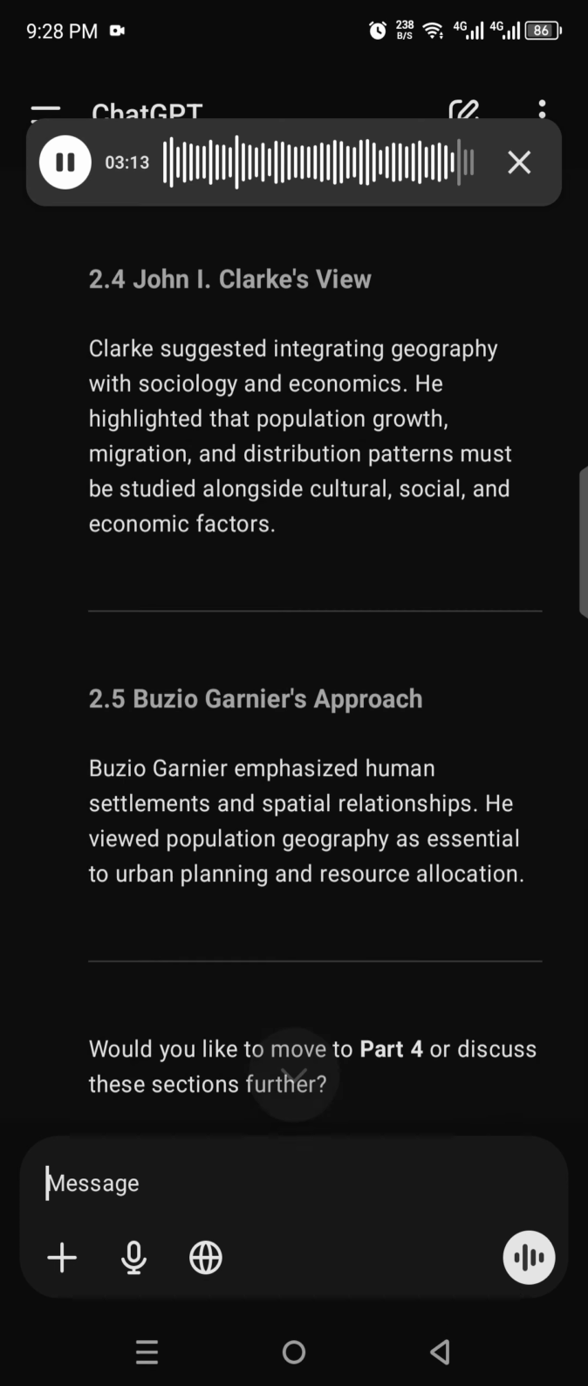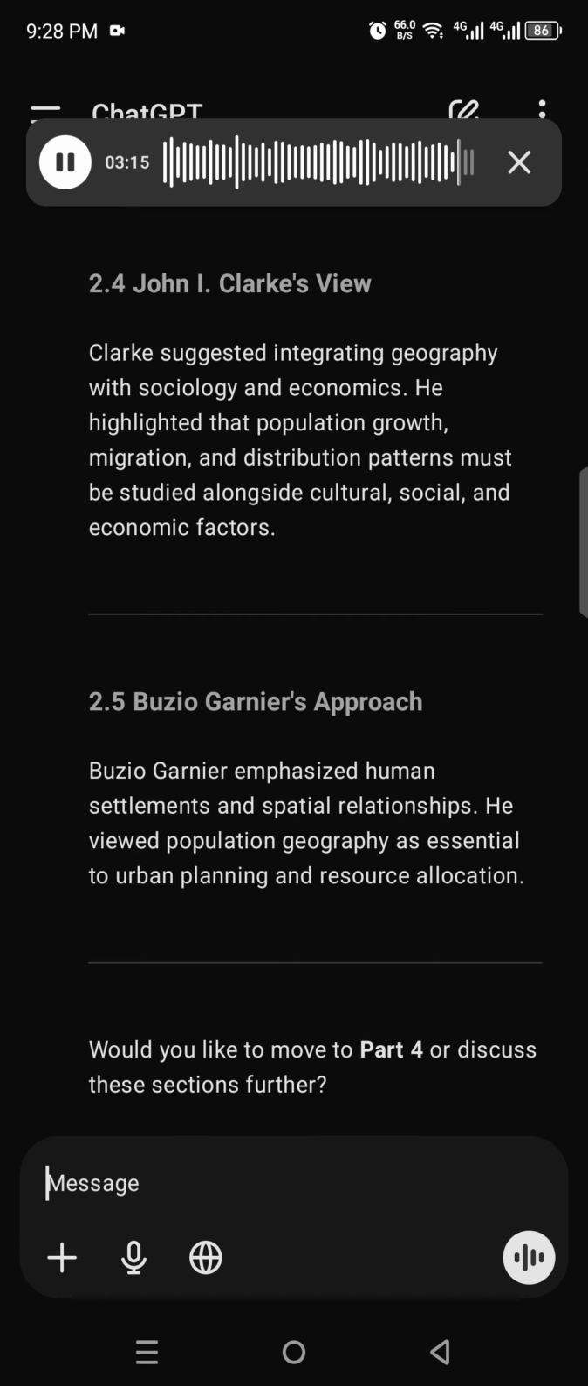2.5 Bouziaux-Garnier's approach. Bouziaux-Garnier emphasized human settlements and spatial relationships. He viewed population geography as essential to urban planning and resource allocation.